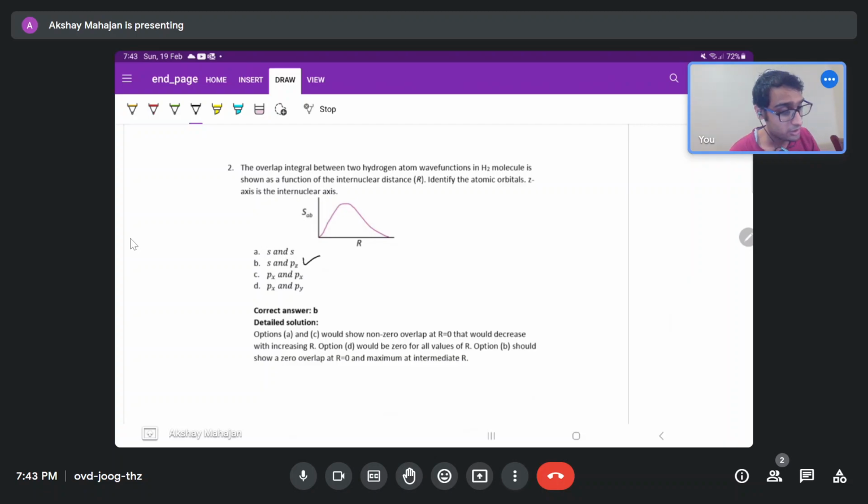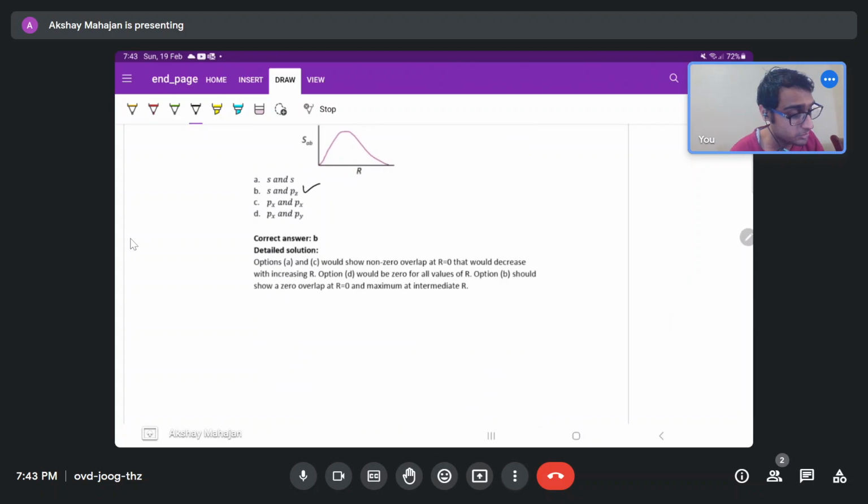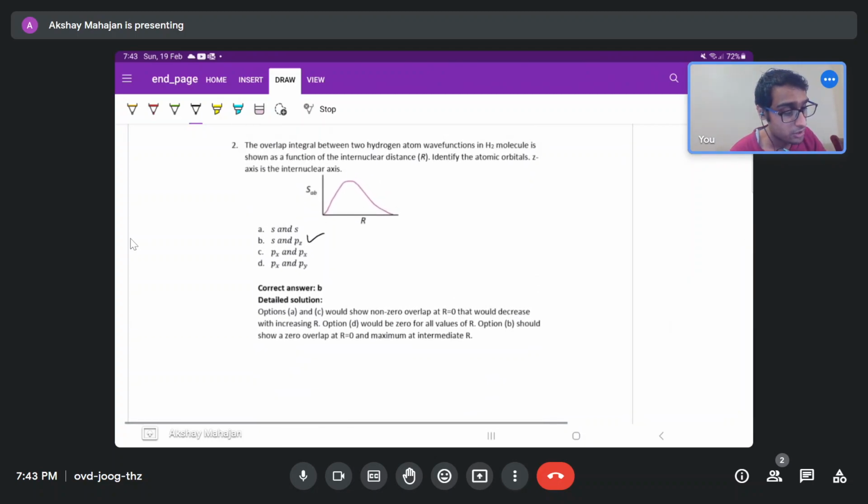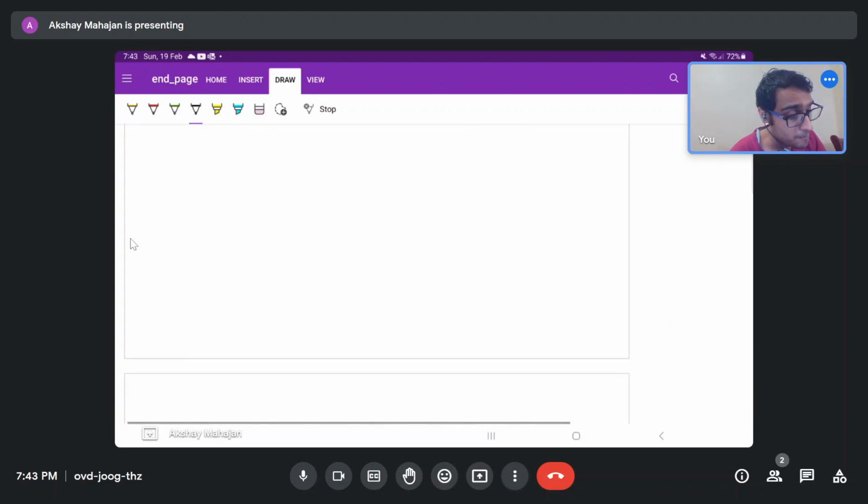So I guess this is also quite easy. It's from s and pz orbitals, as has been explained. You get 0 overlap at r equals 0, and it is maximum at an intermediate r. S and pz orbitals. Okay.